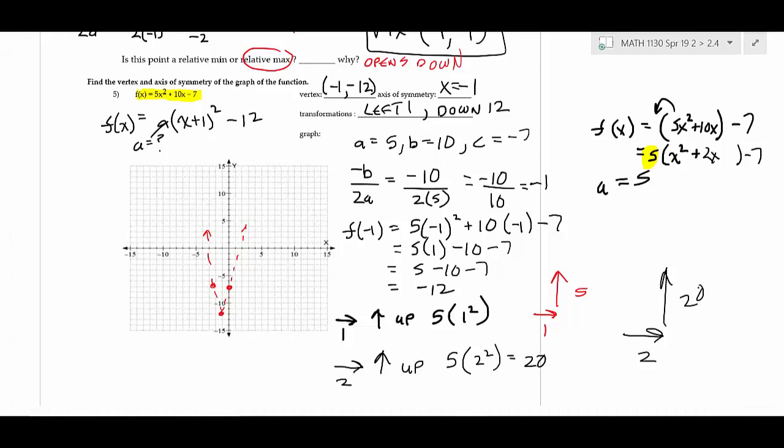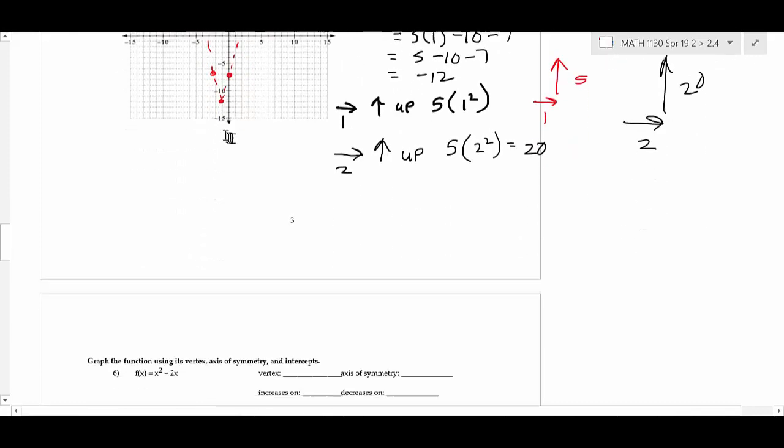Okay, does the over 1 up 1, over 2 up 4, over 3 up 9 make sense where that comes from? Yeah, it's a squaring function, so we're going up a perfect square. And then that stretch or shrink is just changing that value, in this case by a factor of 5. So that's how you do that, okay? All right, and a is always going to be the number in front of x squared, and that'll help you get that put together.